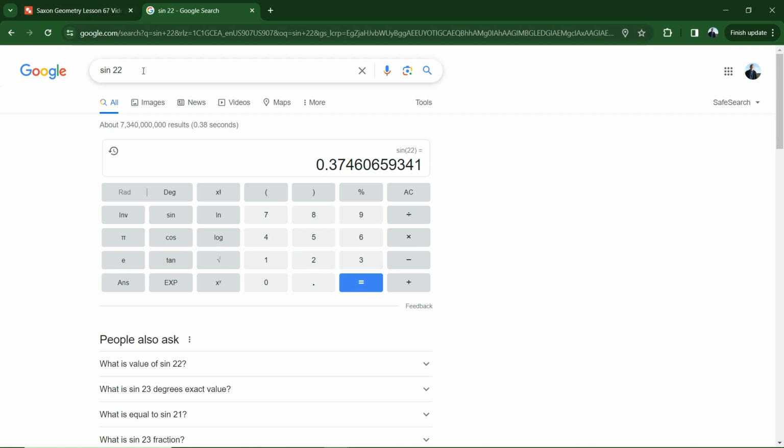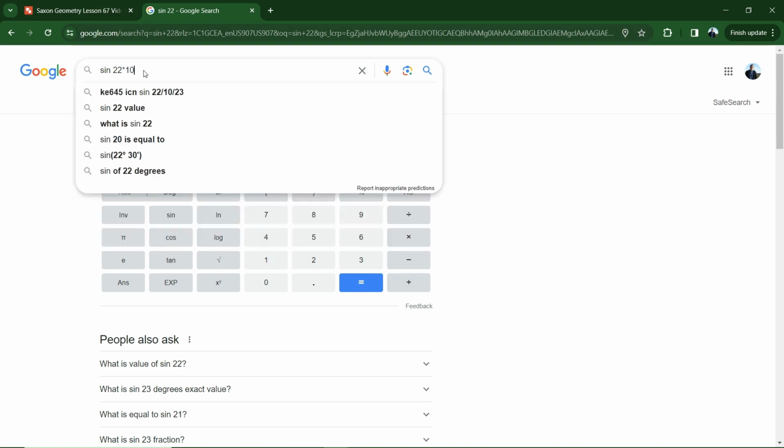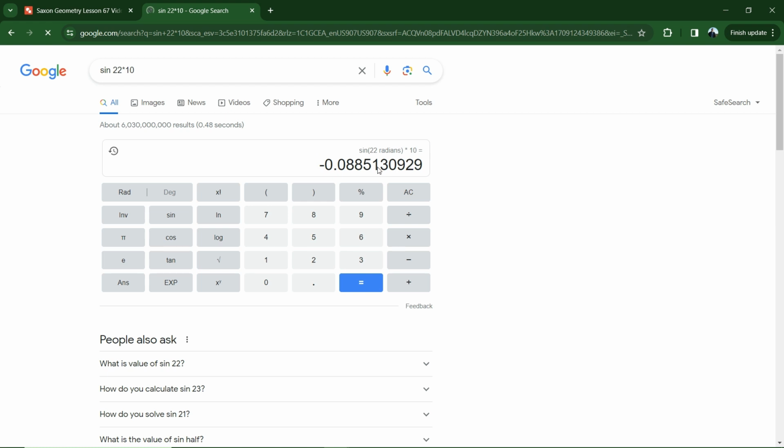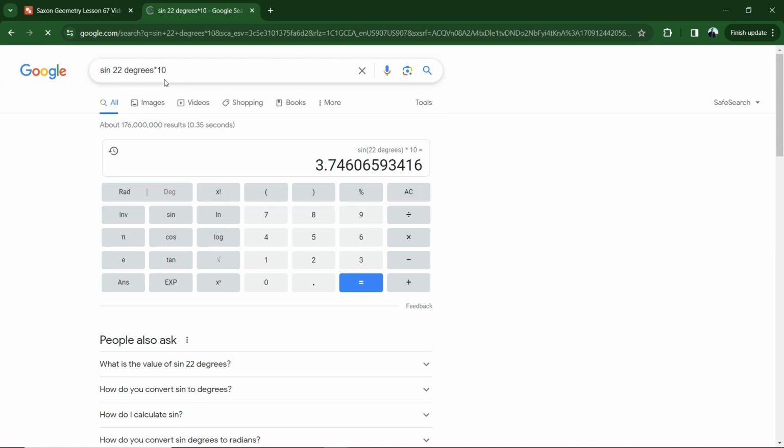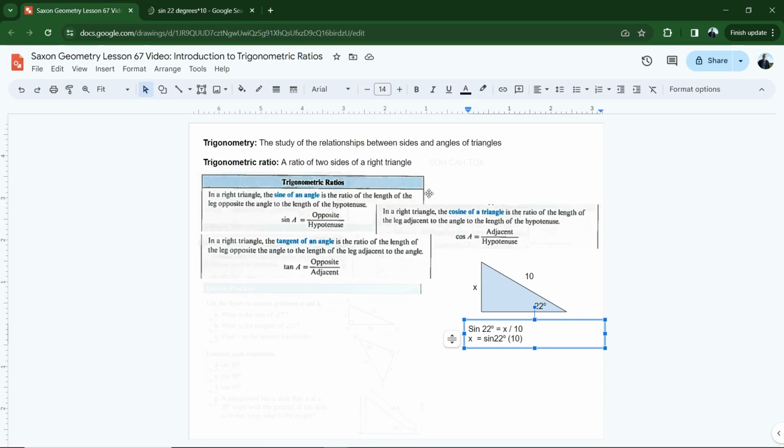I need to multiply this number times 10. Okay, notice it defaulted going back to radians. Ooh, that's going to give me a problem in my Google calculator. I might just have to type degrees here, and now it knows I'm dealing with degrees. 3.75 is my answer. So this would be x is 3.75 if my hypotenuse is 10 in a 22-degree right triangle. That's how you do this.